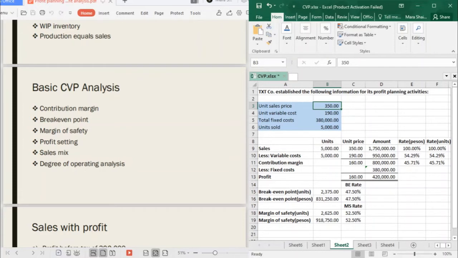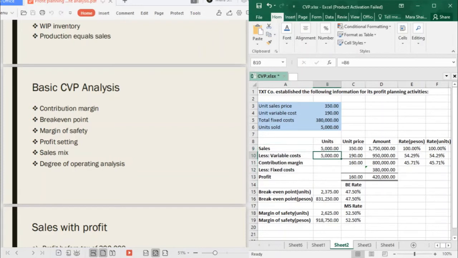Now, what is required for you is to compute for the contribution margin and all the things related to contribution margin. So we have the unit contribution margin, the contribution margin rates, and all the other rates. So if maka-remember mo, diri kanisha, this was your condensed na formula, diba?